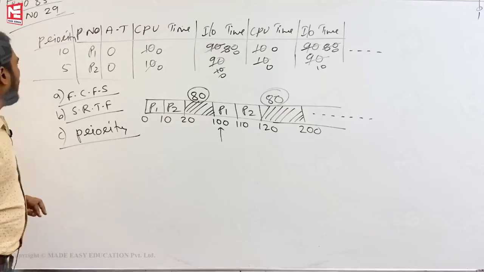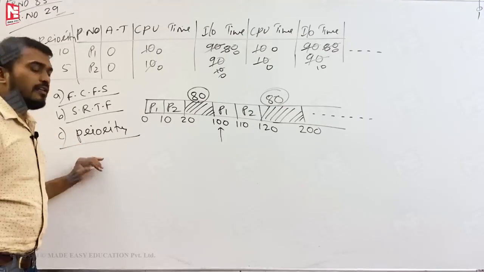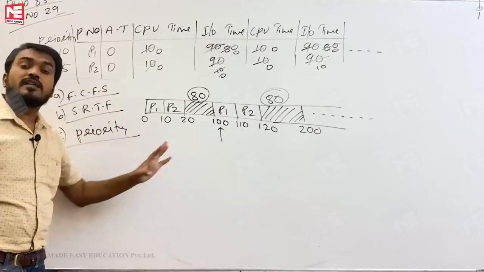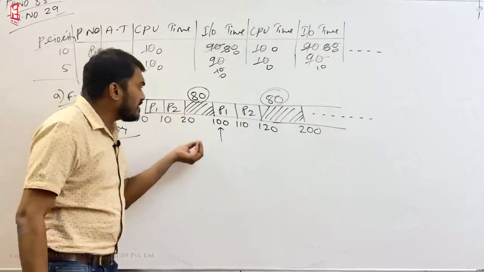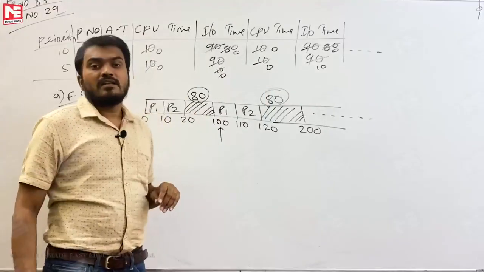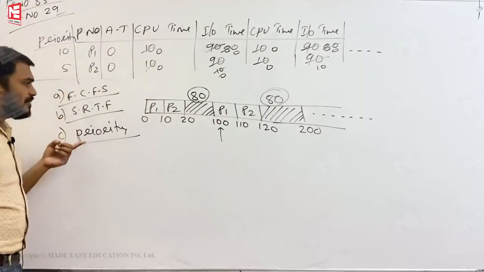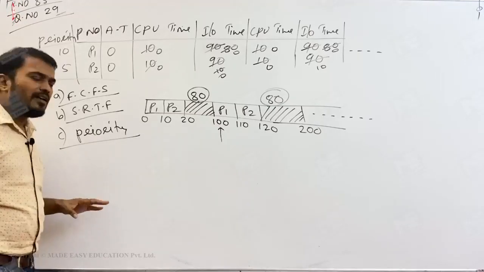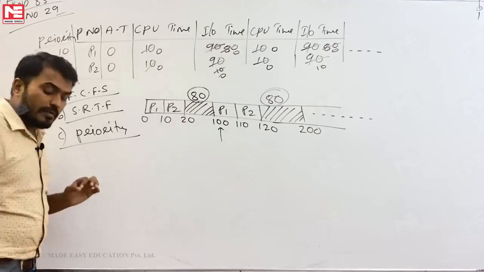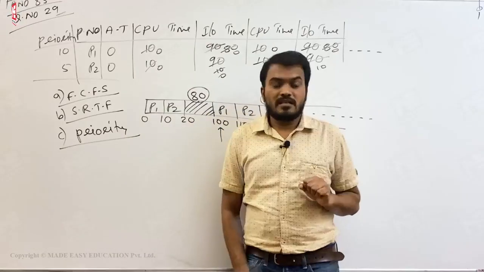Now understand here, even if you make the Gantt chart using priority, the Gantt chart remains the same. There is no difference at all. The CPU will be idle for 80 seconds, 80 seconds, 80 seconds. The same thing will continue like this. So what do you understand here? In options A, B, C, there is no difference at all. It is all exactly the same. Now remember, the right answer is D. Option D is the right answer.